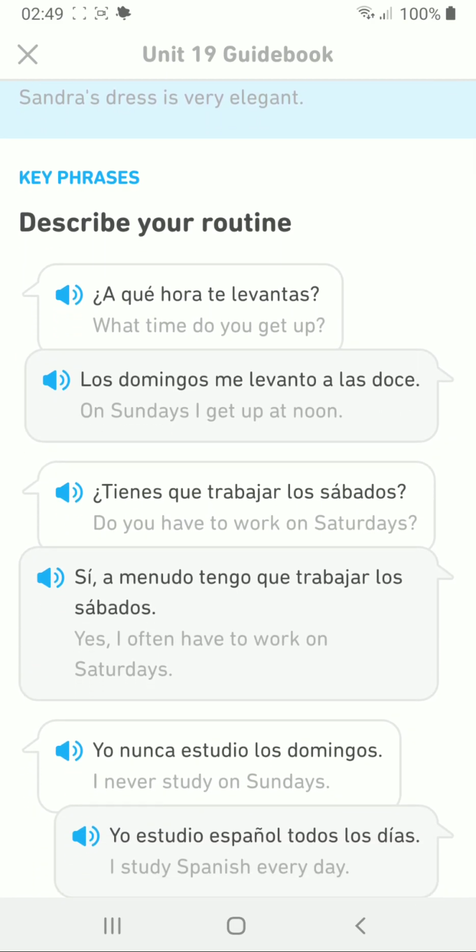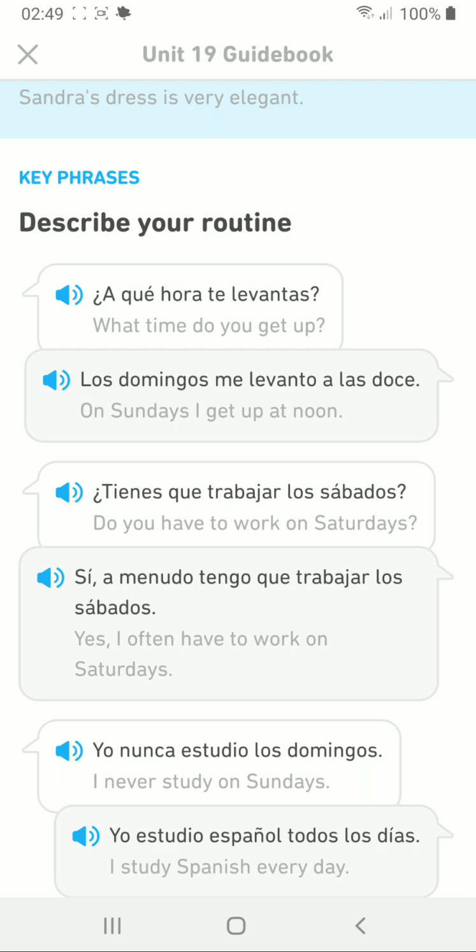And describe your routine. So this is where we will maybe be more challenged. So ¿a qué hora te levantas? Levantar is to get up. So levantar, yeah. Te levantas, se levantar. It's also with the auxiliary se, because you do the action yourself. So ¿a qué hora te levantas? At what time do you get up?